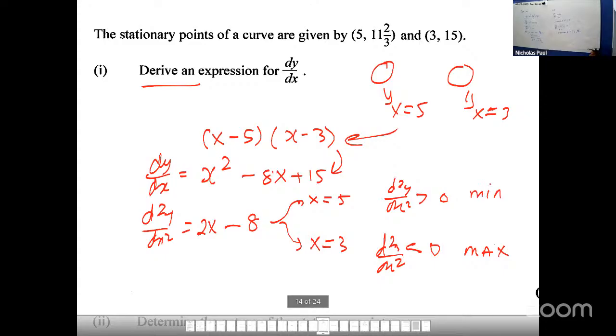All right, everybody okay with that? So 5, 11 and 2/3, that is your minimum point. 3, 15 is your maximum point.